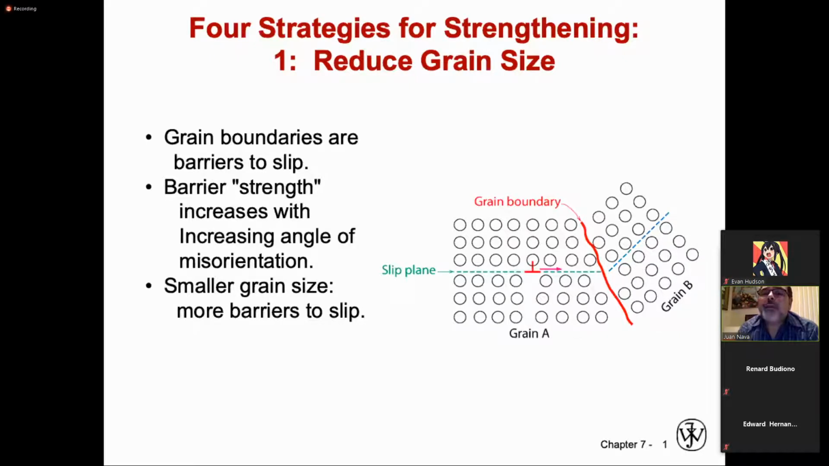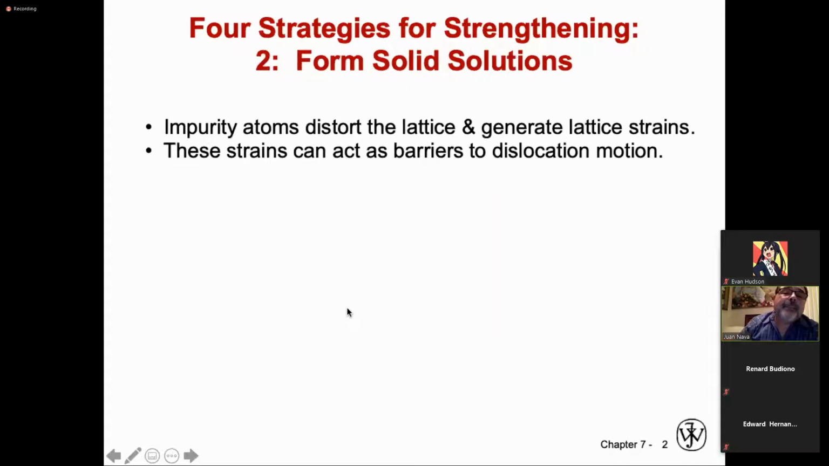So usually grain size manipulation is not the most effective way to get you the level of strength that you require, but it provides an approach. And it's much better than simply forming solid solutions. Pure metal elements are extremely weak.